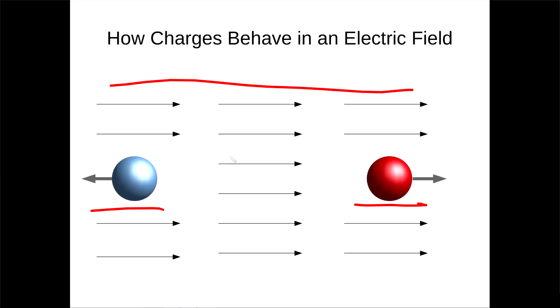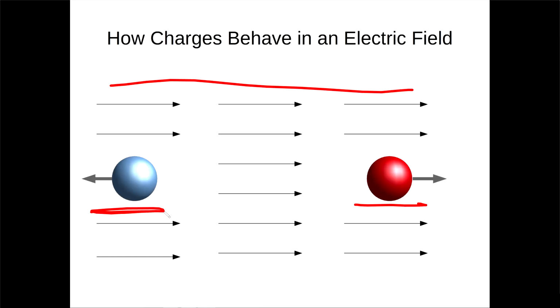The electron over here will have a force that pushes it opposite the direction of the electric field. It will want to move in the opposite direction of the electric field. So it has a force that opposes the electric field, and that electron will move in the opposite direction of that electric field. So those are how those two charges will behave in an electric field.